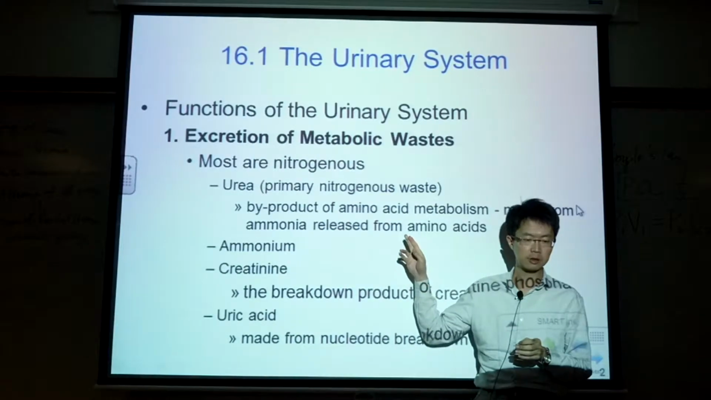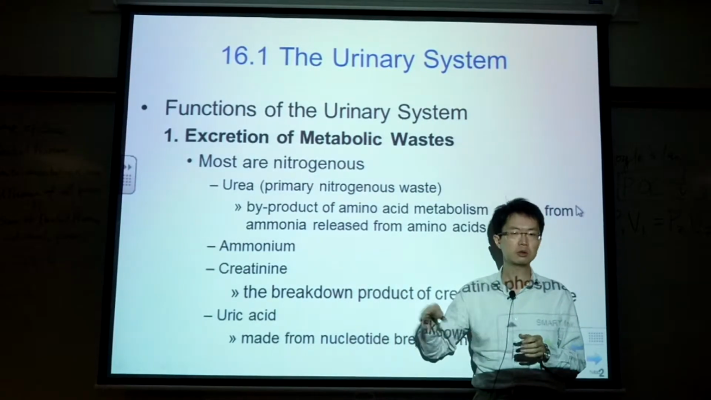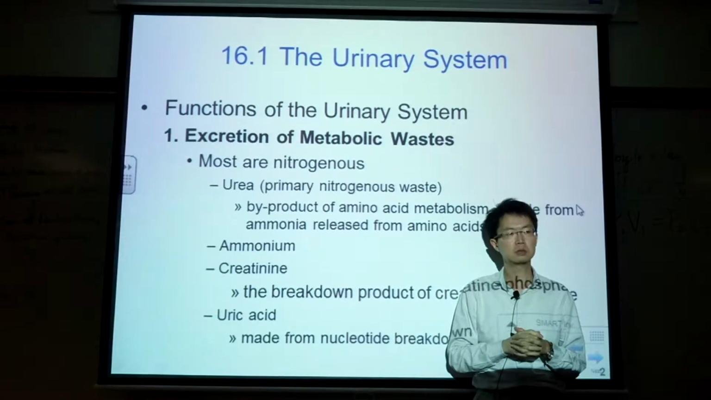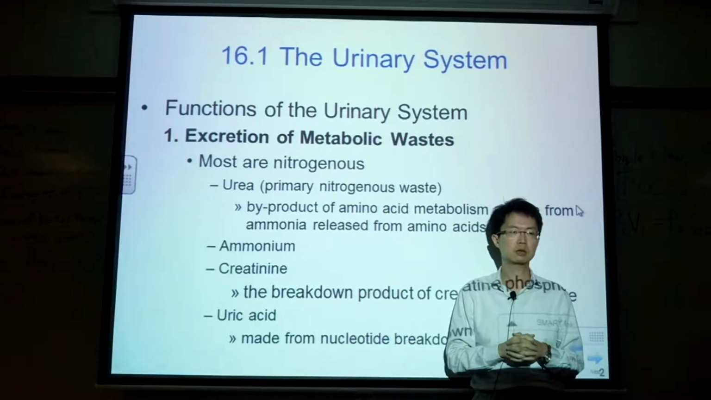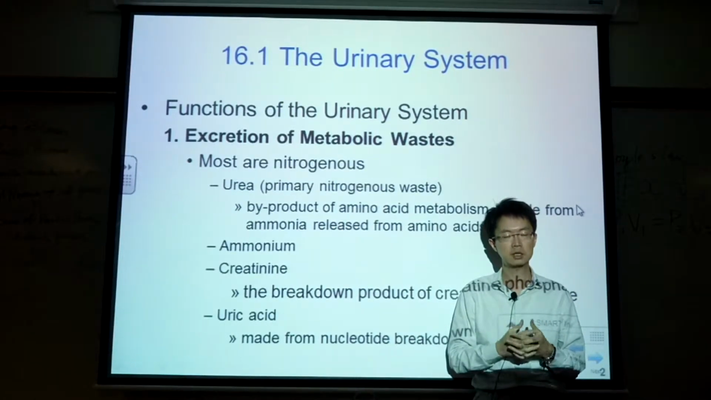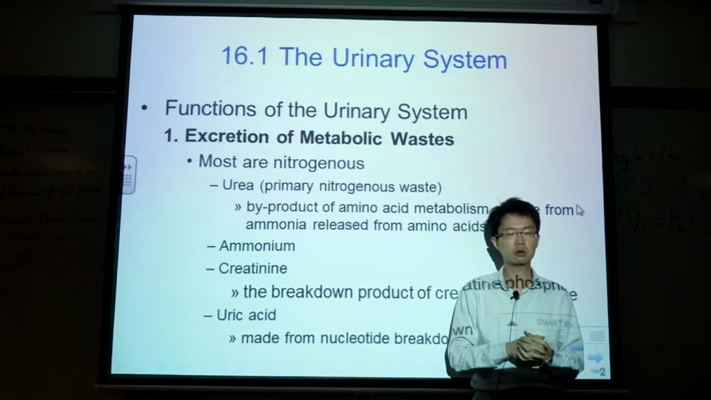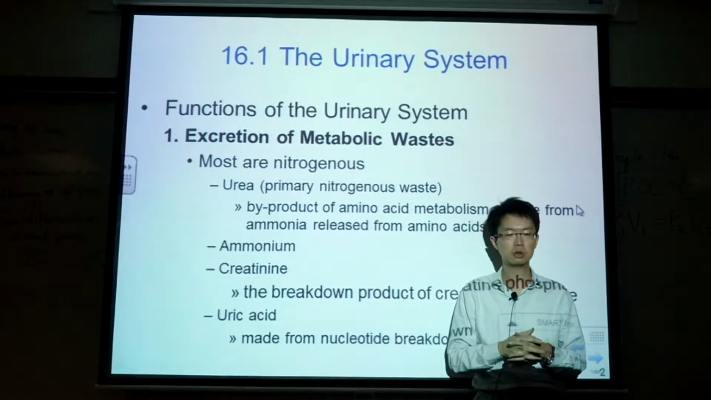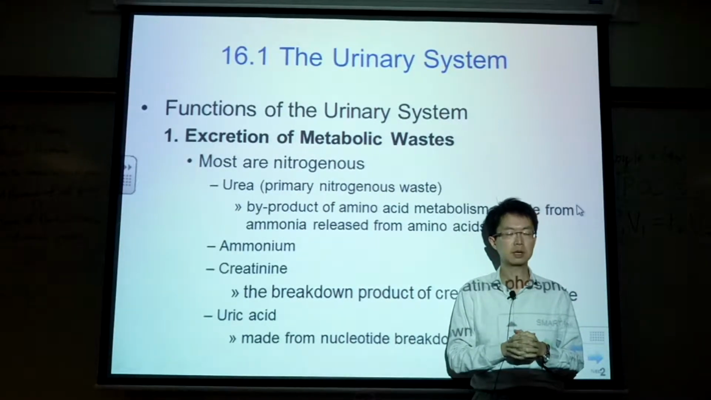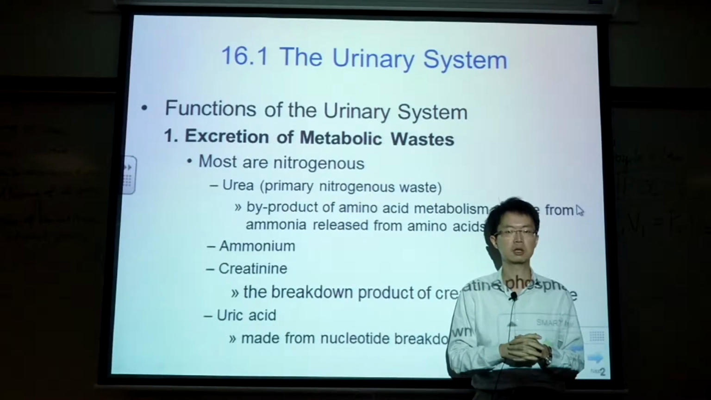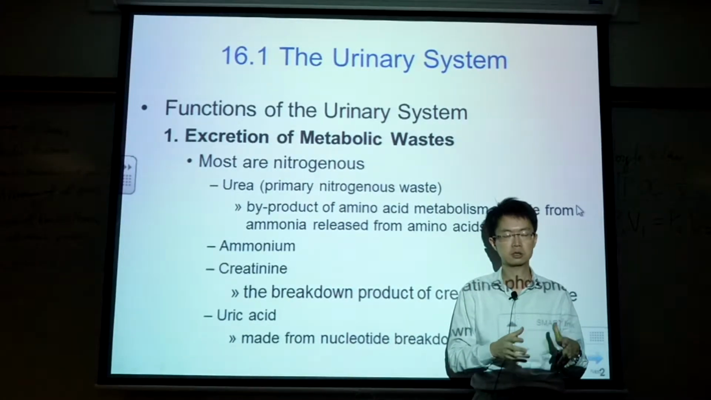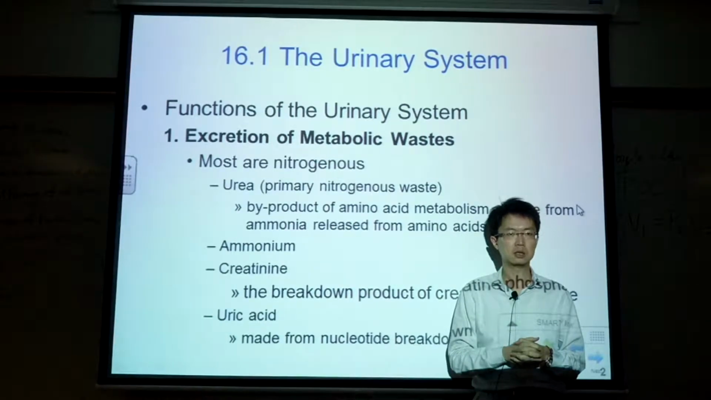And then we also have ammonium. Ammonium is something that can be useful. For example, our body uses ammonium to make glutamine, and then our body can also convert glutamine back to ammonium. But excess ammonium is not good for our body. That's why we convert ammonium to urea as a less toxic product to get rid of.